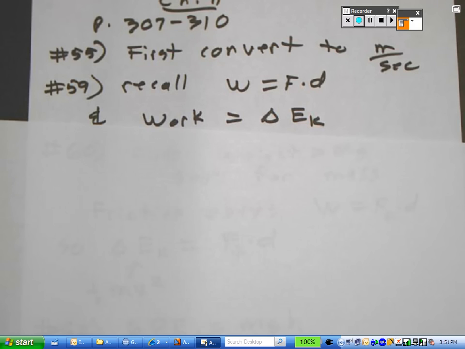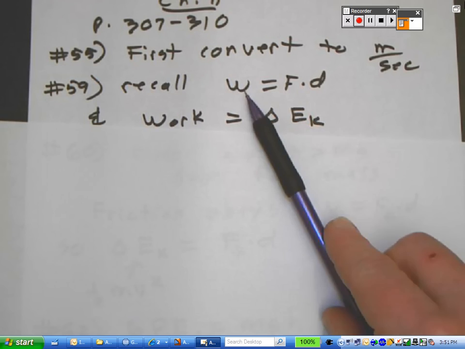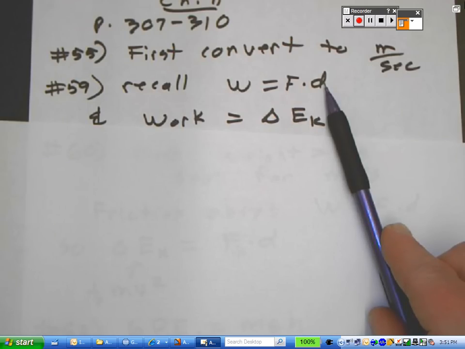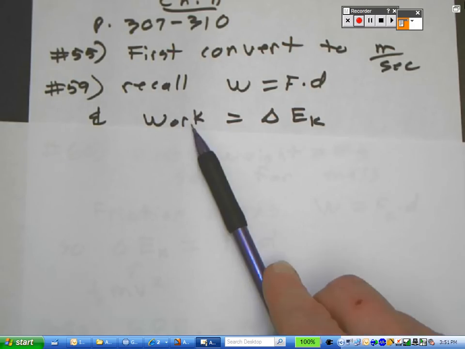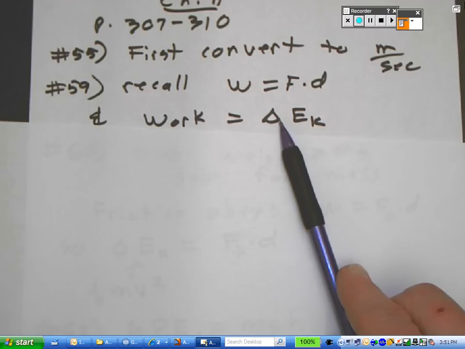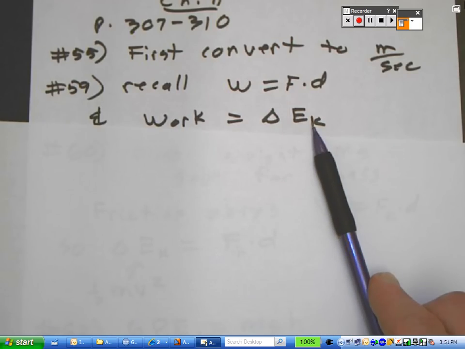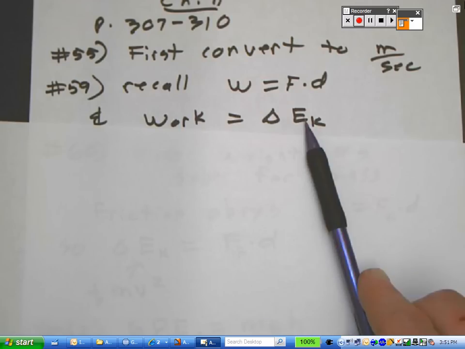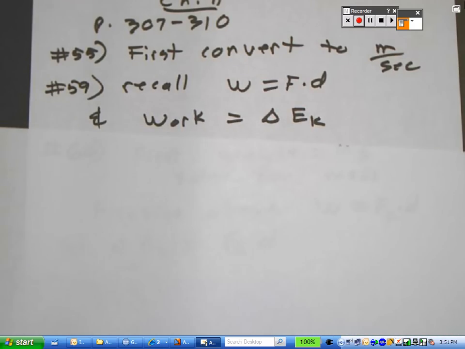For number 59, recall, work is force times distance. We got that from chapter 10. But what is new for chapter 11 is work is the same as the change of energy. And if all the energy that you change is kinetic, work is equal to the change in kinetic energy. That's how you do number 59.